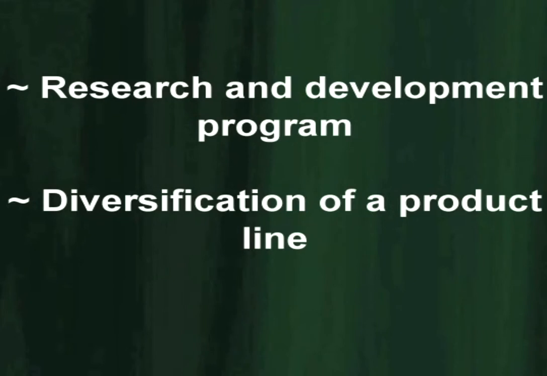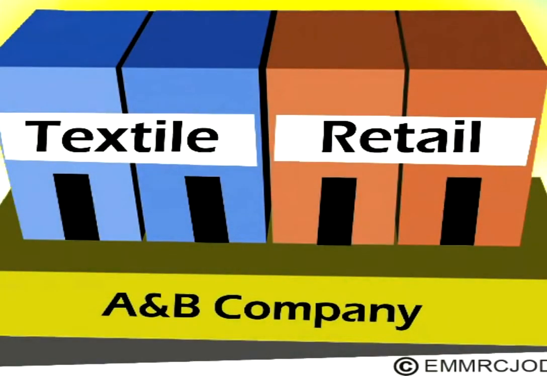Second, to undertake a research and development program. Third example is diversification of a product line. It means if a company is into the textile industry, it can diversify its product line by going into retail business, or to launch a promotional campaign. These are the examples of capital budgeting projects.